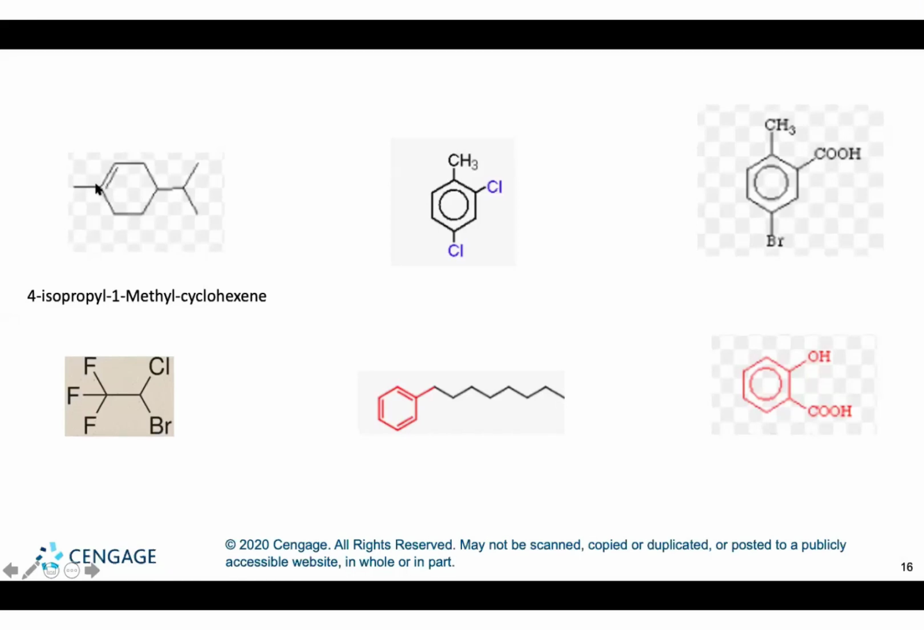So then it's going to be 1, 2, 3, 4, 5 and 6. So when we write it down, we start with the lower alphabetical order. I is lower alphabetical order than M. So if you want to write it down, it's going to be 4-isopropyl. This is isopropyl when you have an alkyl group, and then that's going to be 1-methylcyclohexene.